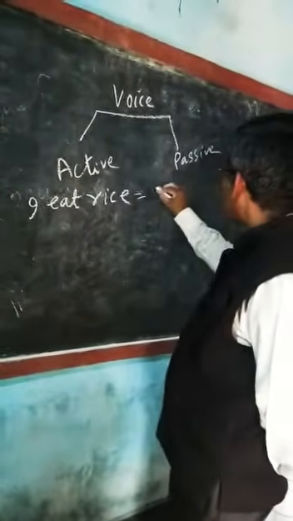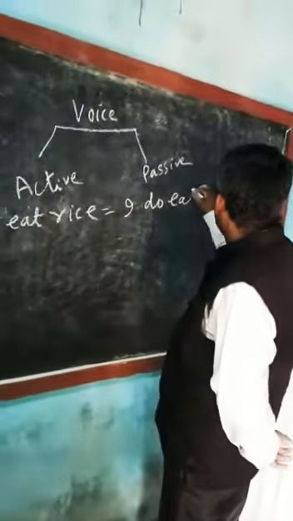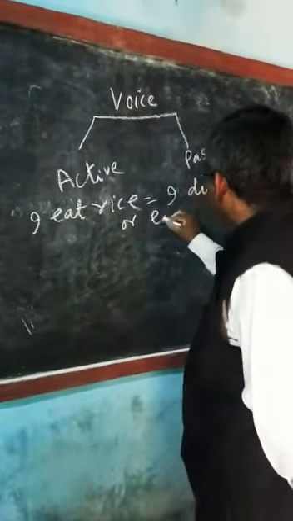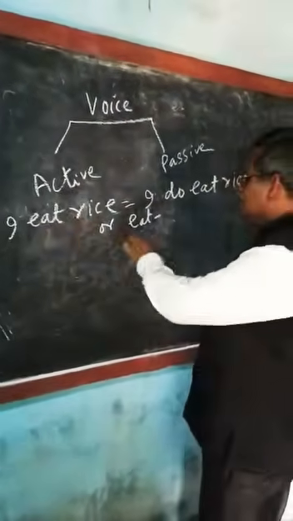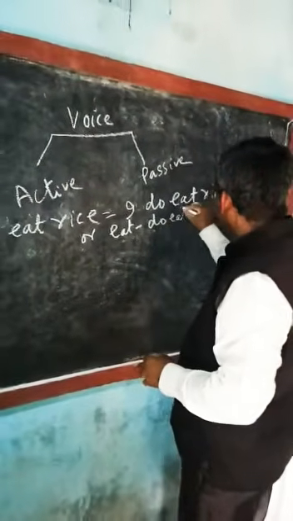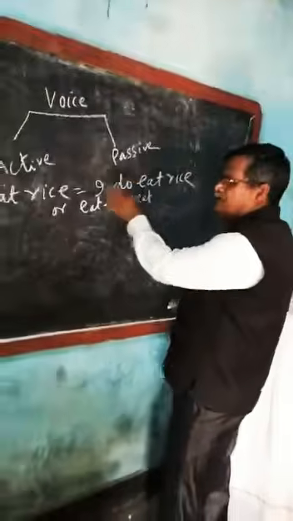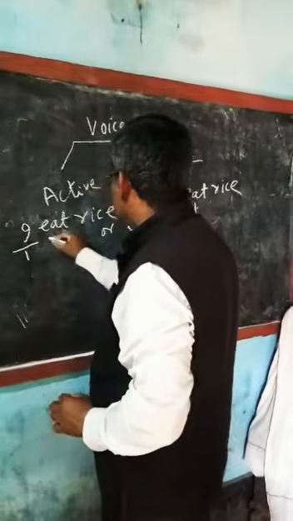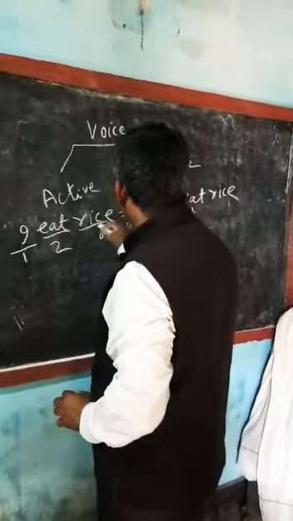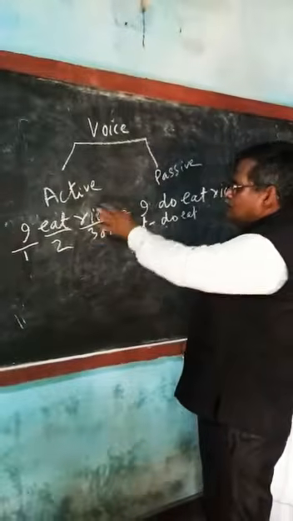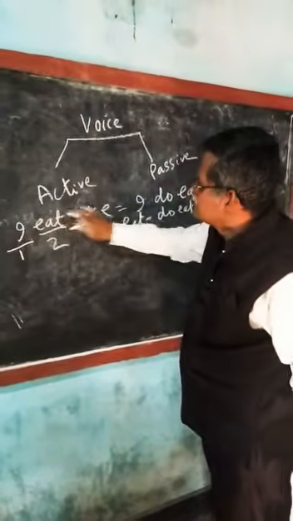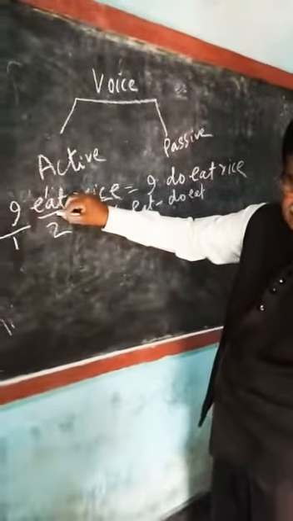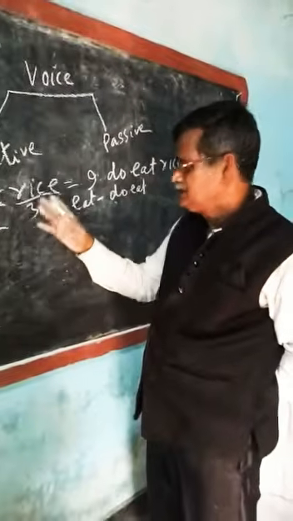I eat rice is equal to I do eat rice. Your eat is equal to do eat. Similarly, eats is equal to does eat, ate is equal to did eat. So I is the subject, write it 1, verb 2, object 3. In order to do voice sense, you must have three basic things, that is subject, verb and object. And in this case, the verb is called transitive verb. Transitive verb means a verb that has an object.